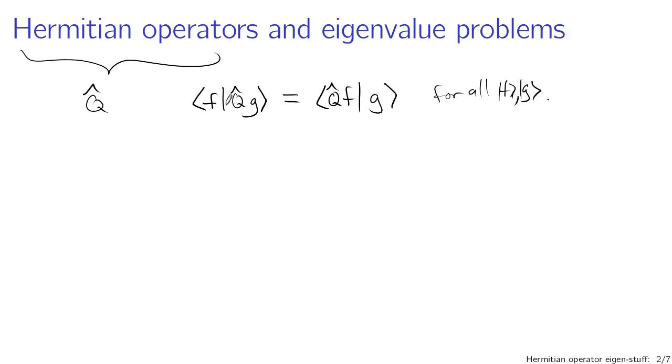These sorts of operators show up a lot in quantum mechanics because Hermitian operators are what we are considering if we're talking about observable quantities in quantum mechanics.